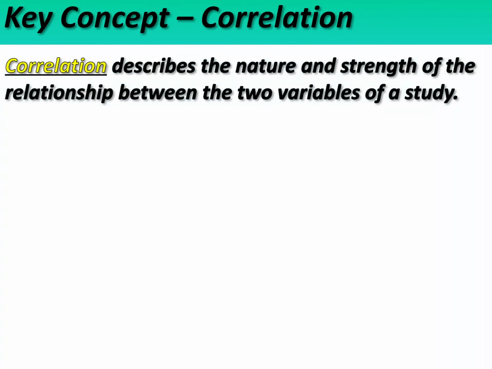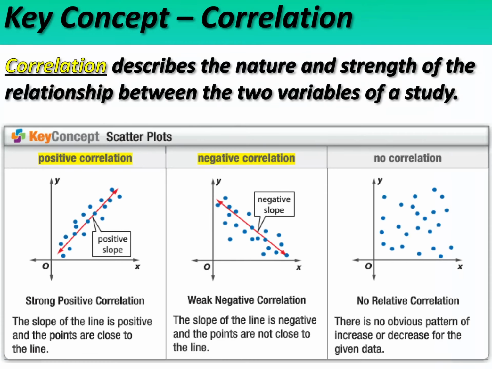Okay, so the first thing we want to talk about is the correlation. The correlation describes the nature and the strength of the relationship between the two variables. The nature is referring to the direction that the data is trending. So it could be a positive trend, which looks like a positive slope. We can see that in our first graph. It could be a negative nature, which looks like a negative slope.